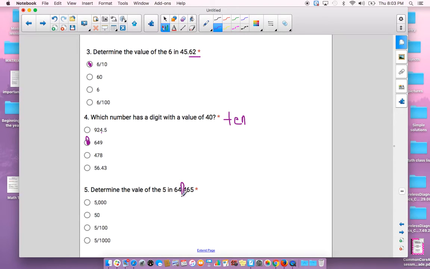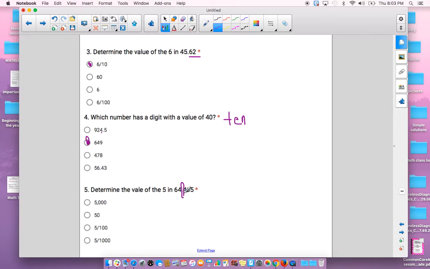Determine the value, that should say value, not val, of the 5 in 64, and here's my decimal, folks, 465 thousandths. So let's start with the 4. That's the tenths place. The 6 is in the hundredths place. The 5 is in the thousandths place. Remember, it goes tenths, hundredths, thousandths.